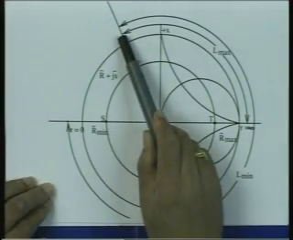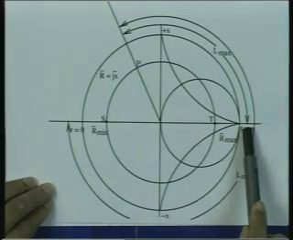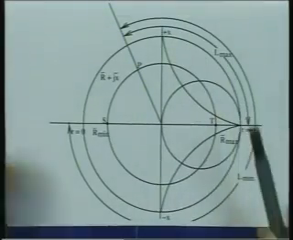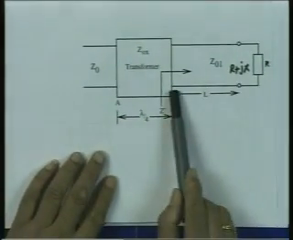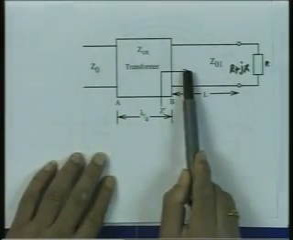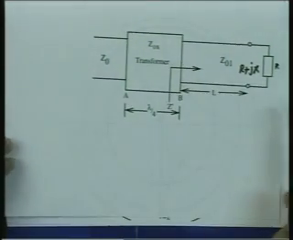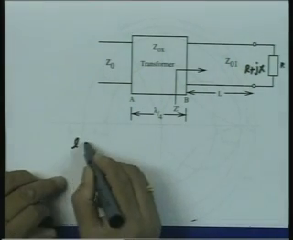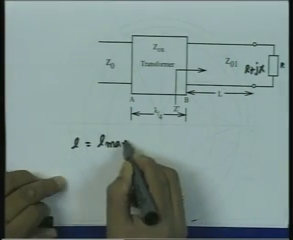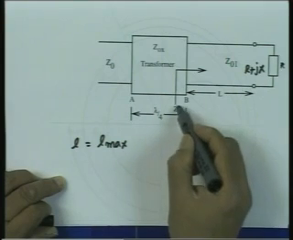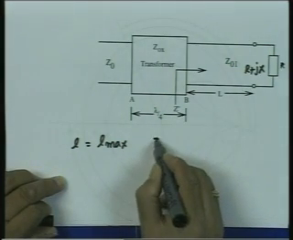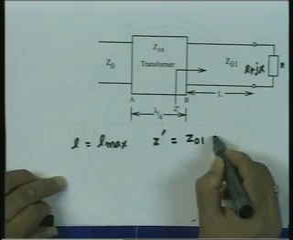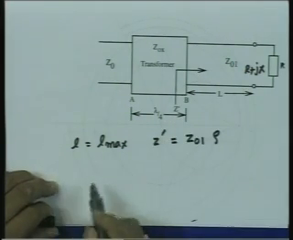So, if I move by a distance from here to here towards the generator, since I am moving clockwise, this distance will correspond to this length L, and the value at this will be Z01 into VSWR. So, if I take L equal to L max, then the impedance which I am going to see, which is denoted here by Z prime, will be equal to Z01 into the VSWR rho on this line.